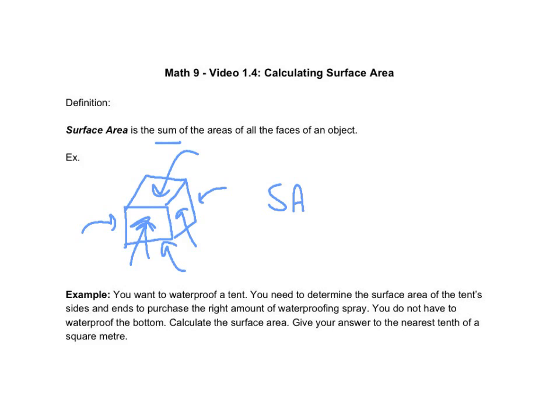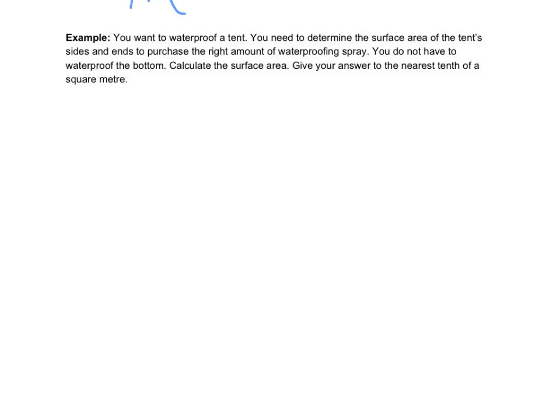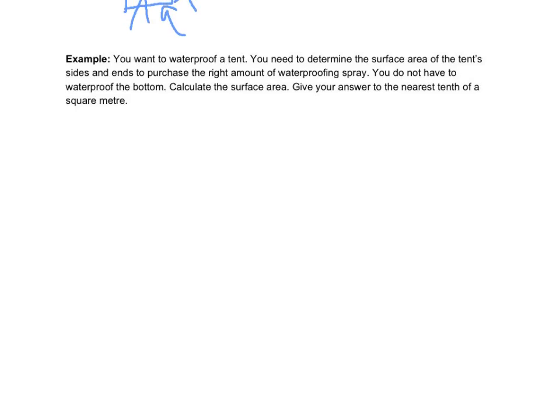So we'll do an example here. This example is out of your textbook. We'll do it together here. Okay, so you want to waterproof a tent. You need to determine the surface area of the tent sides and ends to purchase the right amount of waterproofing spray. You do not have to waterproof the bottom, that's already done. Calculate the surface area, and we're going to give our answer to the nearest tenth of a square meter.